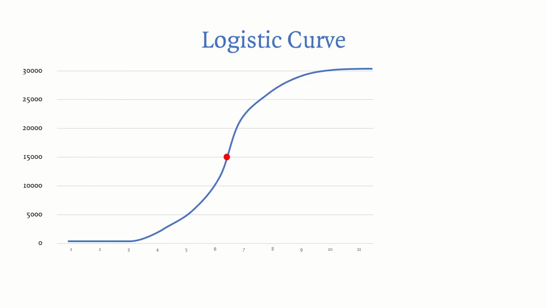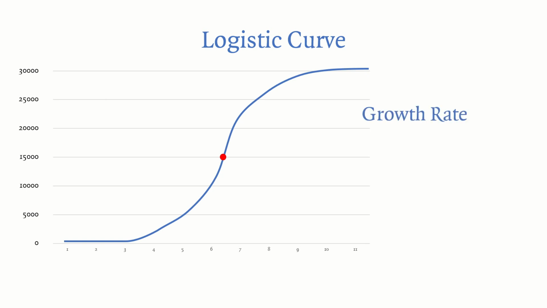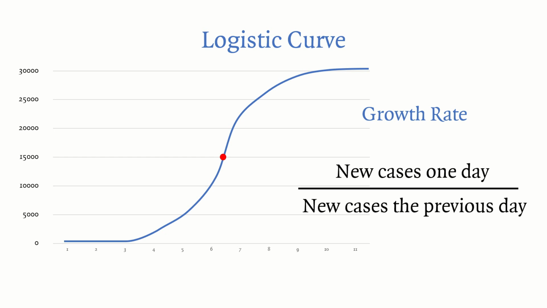Here, the concept of growth rate is the new cases on one day divided by the number of new cases of the previous day. So we're talking about new cases, not the total number of cases of one day divided by the total number of cases of the previous day. It is the new cases in one day divided by the new cases of the previous day. If the growth rate is above 1, this means that we are in the exponential side of the curve. If the growth rate is below 1, this means that we have passed the inflection point and we should expect a resolution of the problem. A growth rate of 1 means that we are around the inflection point.